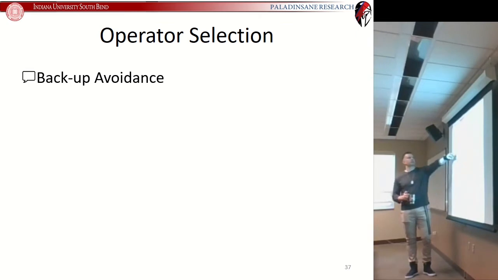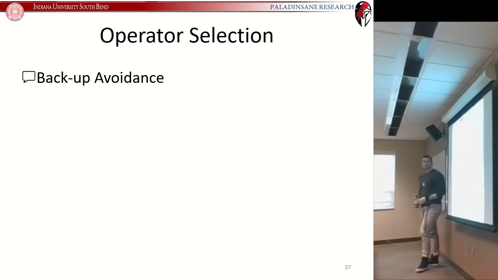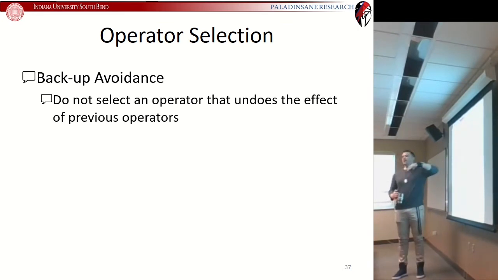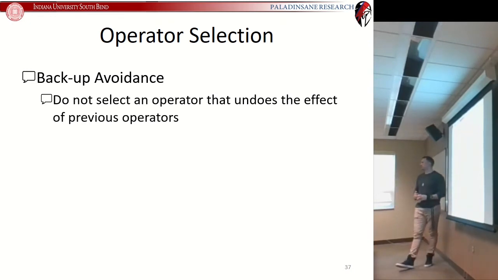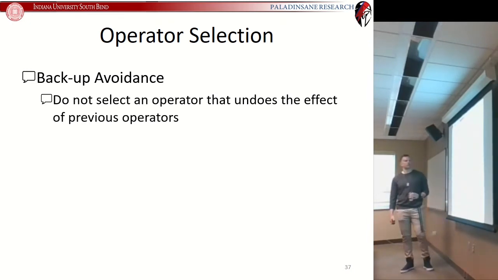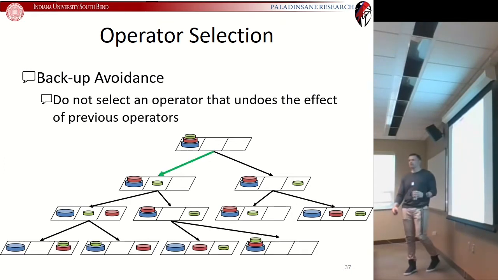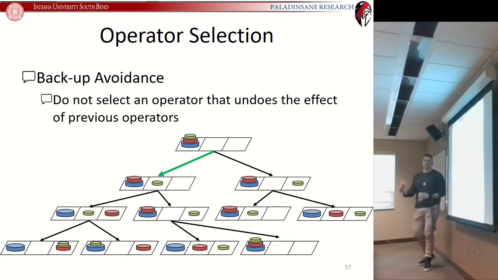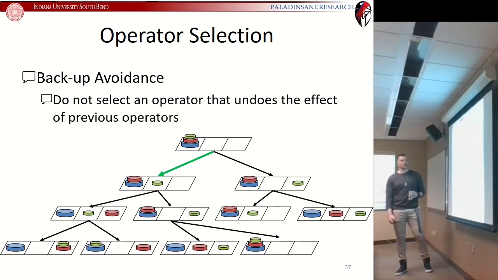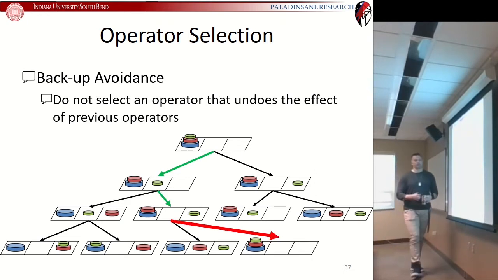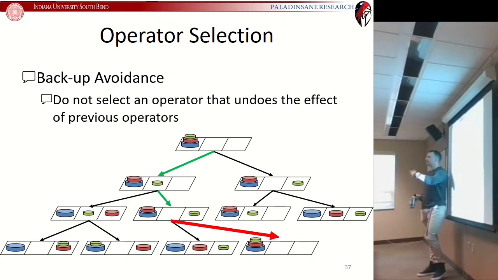And one of the strategies that we have is called backup avoidance. In backup avoidance, we tend to not want to select an operator that undoes the effects of previous operators. We tend to avoid that kind of a move. So when you're doing, for example, the Tower of Hanoi and you have your problem space, you tend to apply operators that get you closer to the goal state, that take you closer to where you want to go. And then you avoid operators that bring you back, that undo the operations that you've currently done.